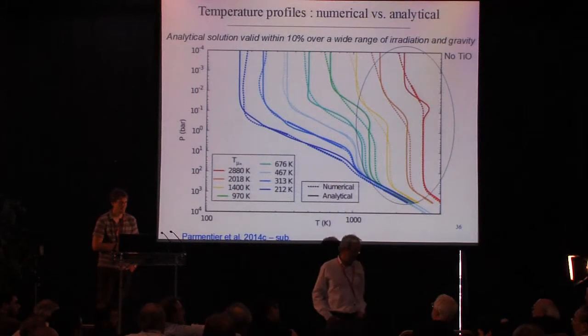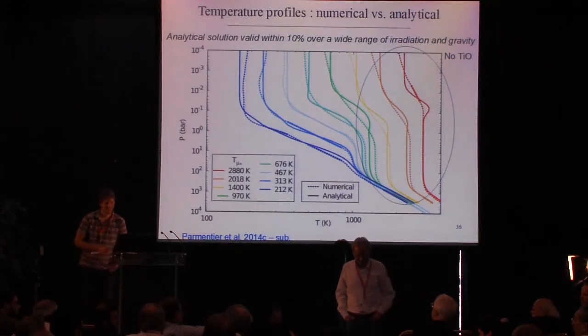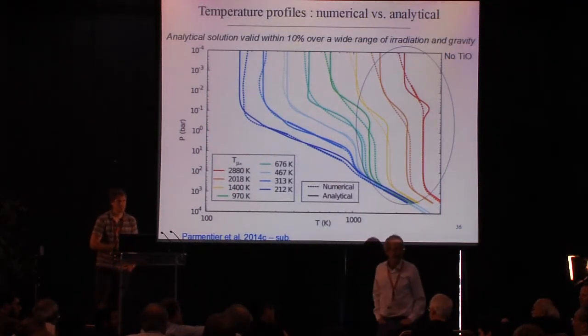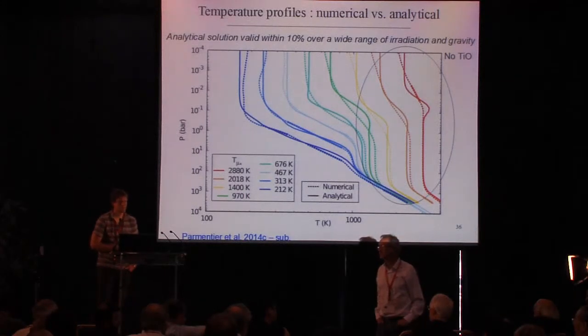Okay, to answer your question, photochemistry is more important on planets with moderate temperatures, so you expect it on HD 189 and not on HD 209. And this has been demonstrated in the papers of Julie Moses in 2011, for example.